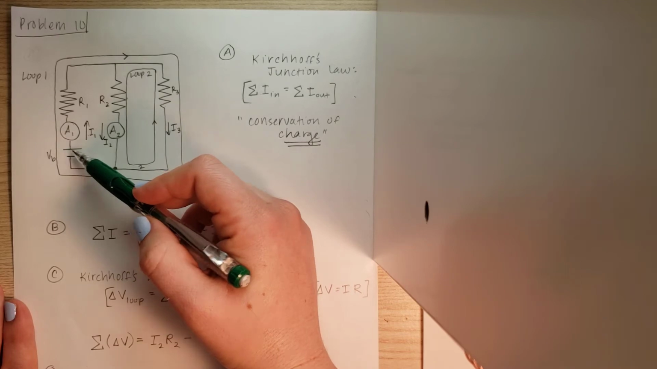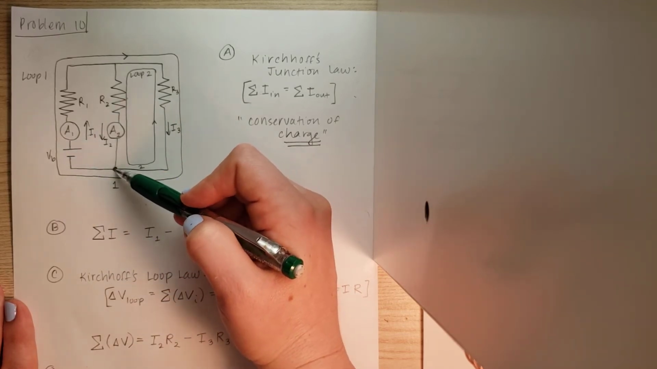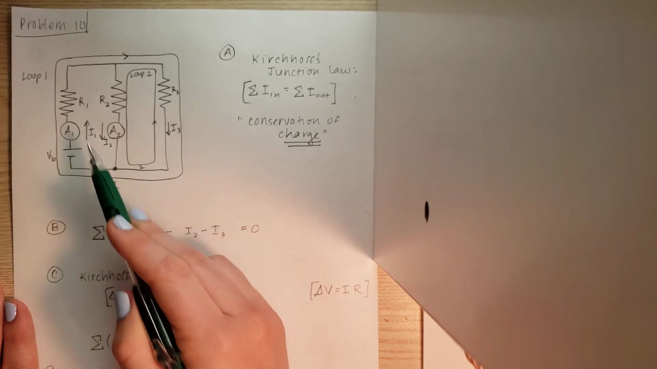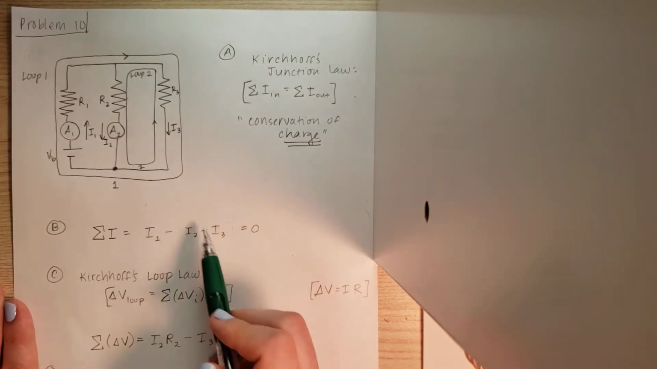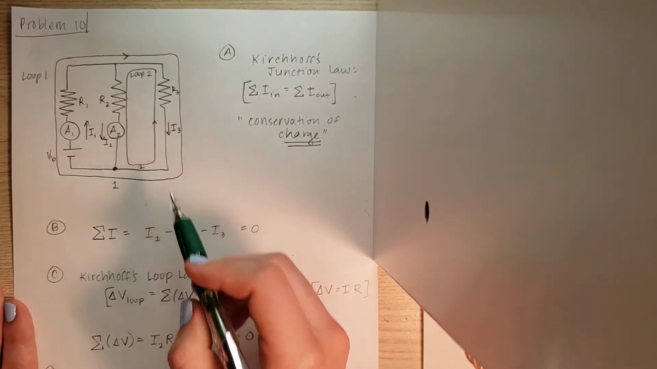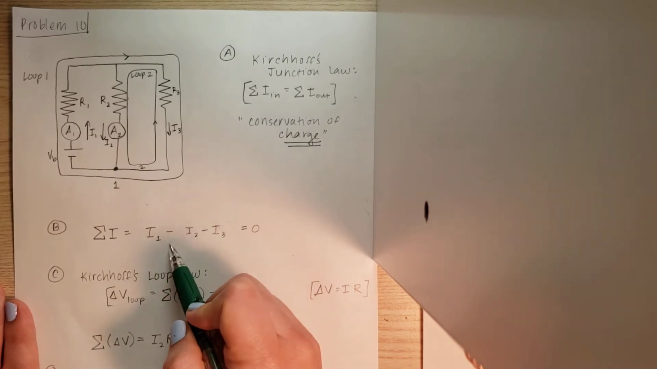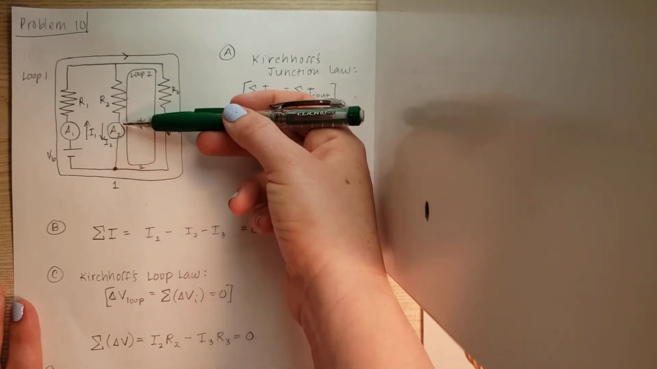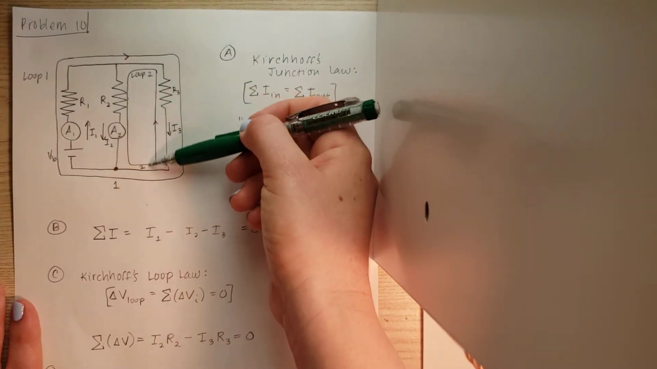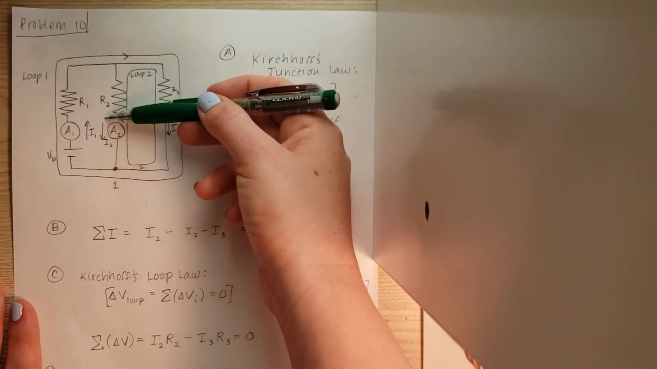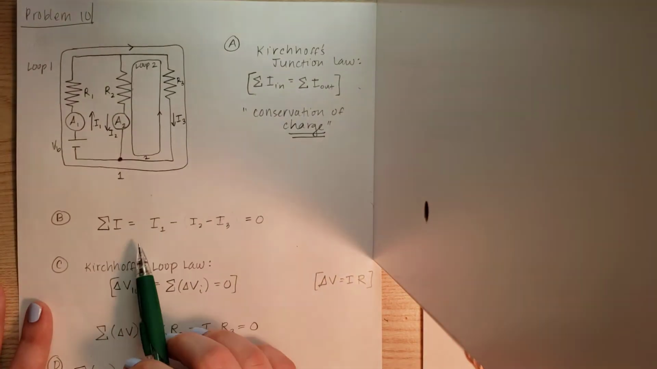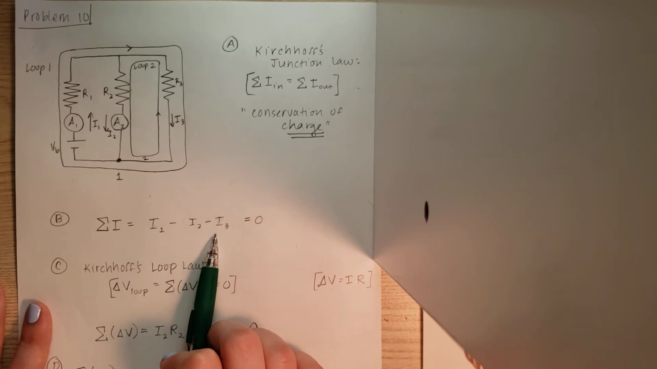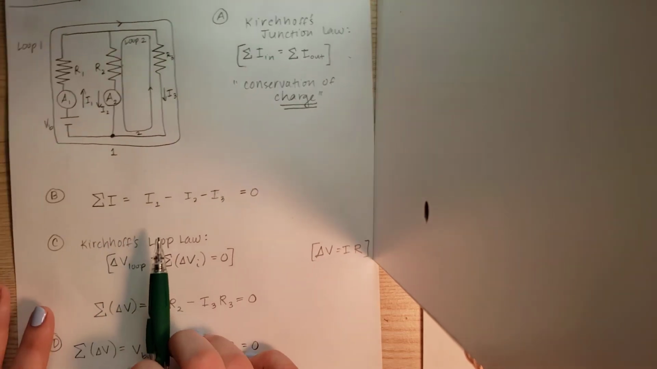So we're subtracting current 1. I kind of did this weird, but I'm taking current 1 and then I'm subtracting current 2 and current 3. But I could also put current 2 plus current 3 minus current 1. But yeah, basically currents 2 and 3 are going into it and 1 is coming out. So our answer is just current 1 minus current 2 minus current 3 equal to 0 for part B.